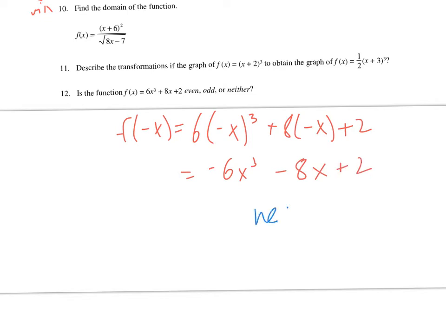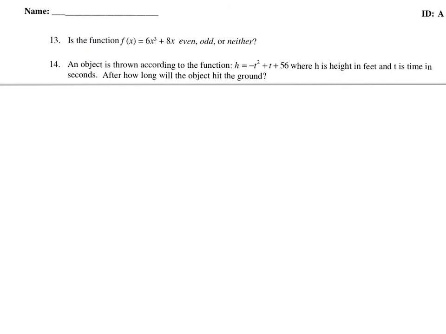So I'm actually going to say that this is neither, because although these two changed, this one did not. And so it's either got to be all or nothing for these. If everything changes, it's odd. If nothing changes, even. If it's some of each, it's neither.